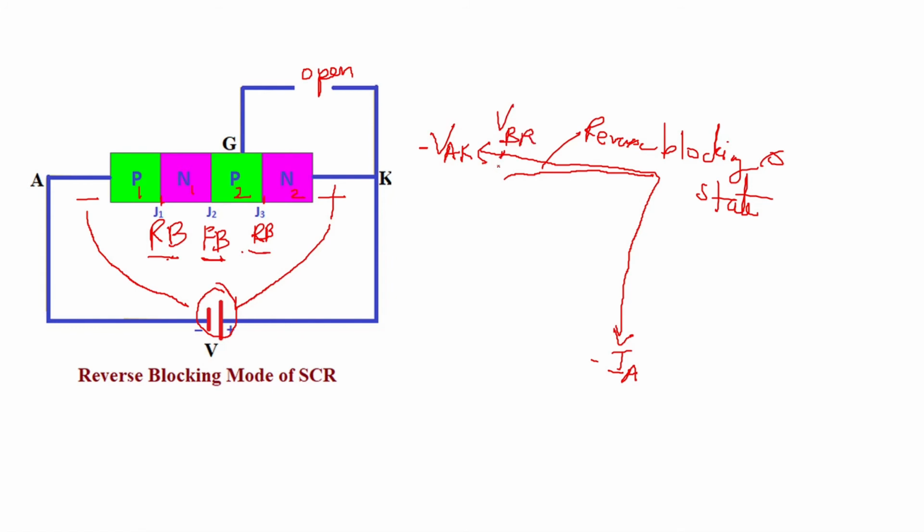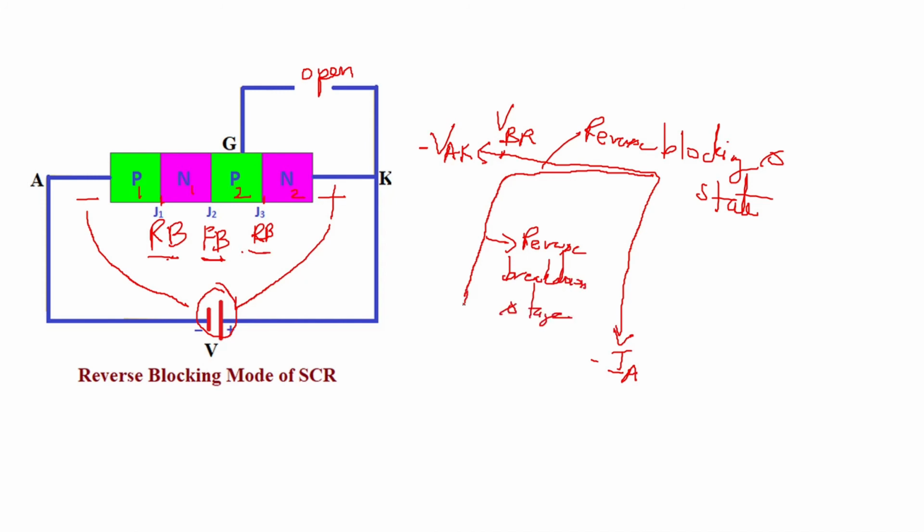This will be called the breakdown voltage, and here you can see the diode type of breakdown happening in the SCR also. But this is the third quadrant. This is your reverse blocking state, and this is your reverse breakdown state. This is your reverse breakdown stage. Okay, reverse breakdown stage.